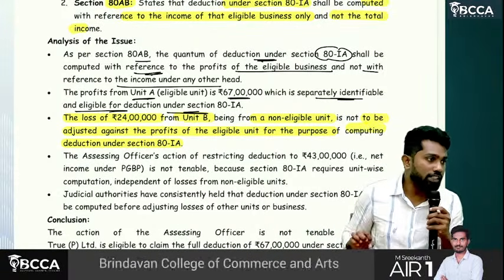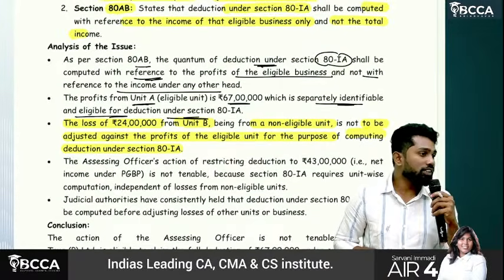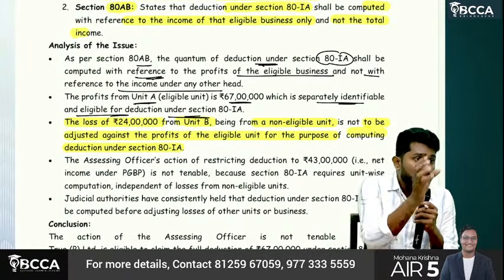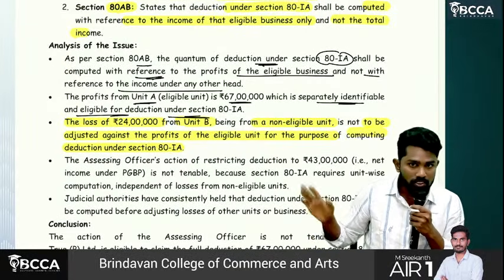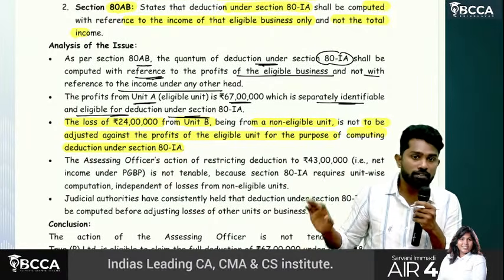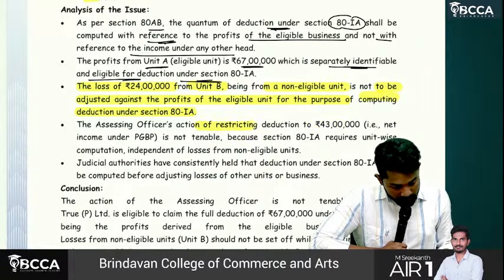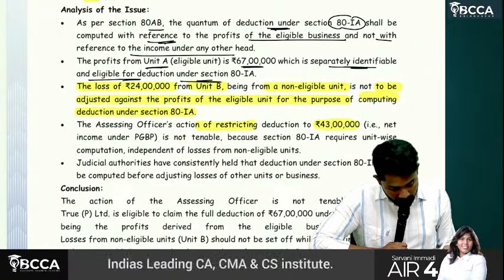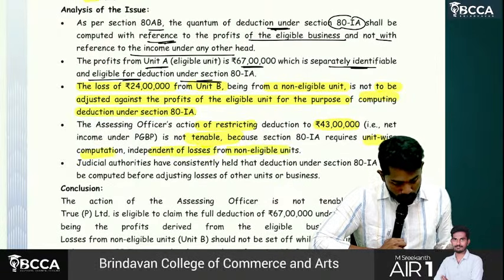So how much is the deduction under 80IA, sir? The total 67 lakhs we can claim as deduction, because we assume that is the only unit we have. So the deduction that can be claimed is how much? 67 lakhs. If that is the only unit we have, we can claim how much? 67 lakhs. So the AO's action of restricting deduction to 43 lakhs is not tenable. Unit-wise computation is independent of losses from non-eligible units.